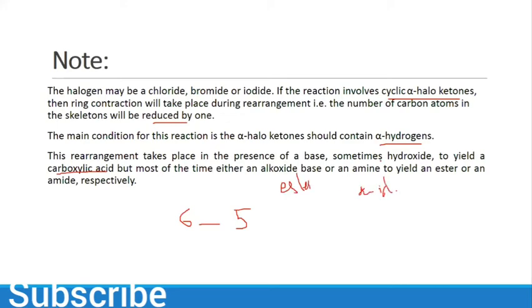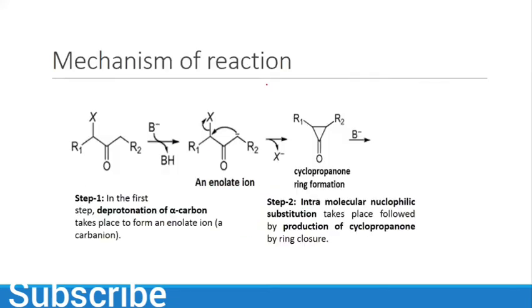Okay, it is simple. So you have to remember that if you have a cyclic alpha haloketone, then the ring contraction will take place. Then if your reactant is 6-member, then at the end product you have 5-member. And the other main condition that you need alpha hydrogen, and also hydroxide will yield carboxylic acid, alkoxide will yield ester, and amine will yield amide. So what is the mechanism?